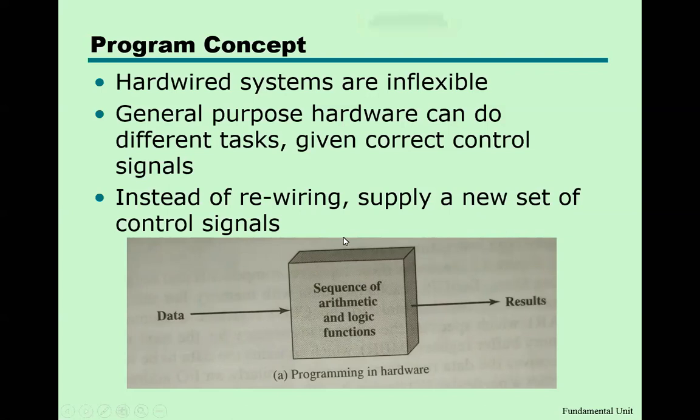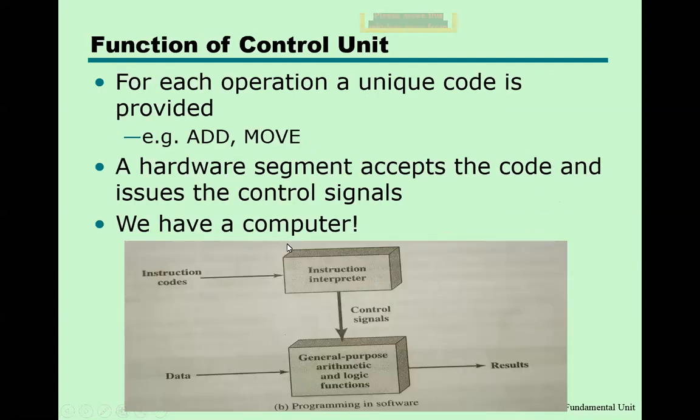So instead of rewriting, this is very inflexible. What we can do is provide a new set of control signals here, and in this way we can perform different types of operations, which is not possible with only this type of hardware. So how can we do this? For each kind of operation, we provide a unique code, a unique control signal.